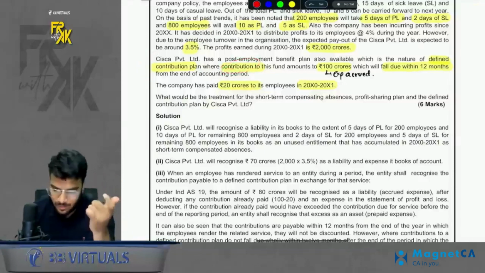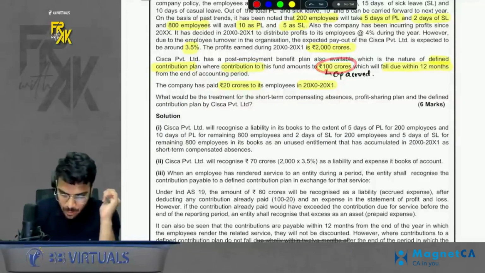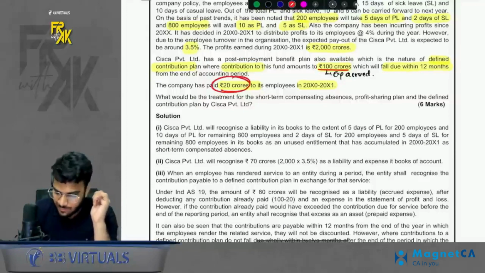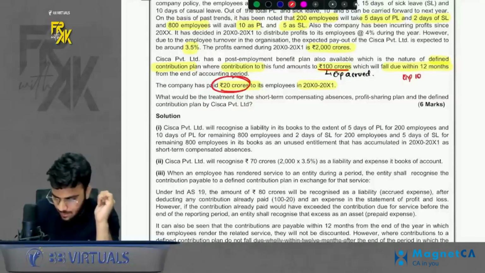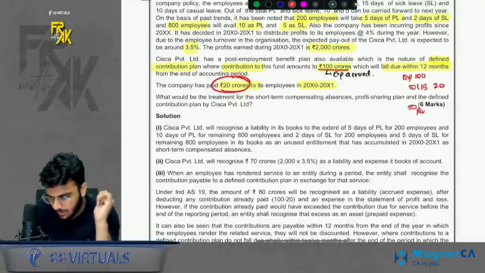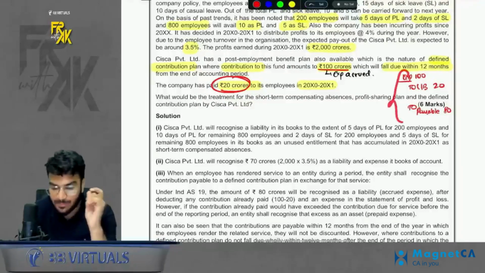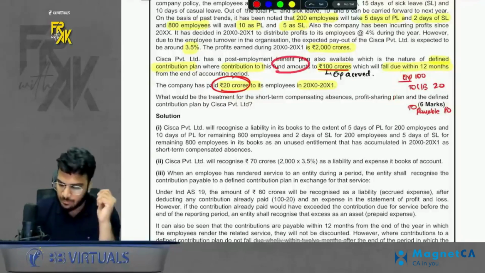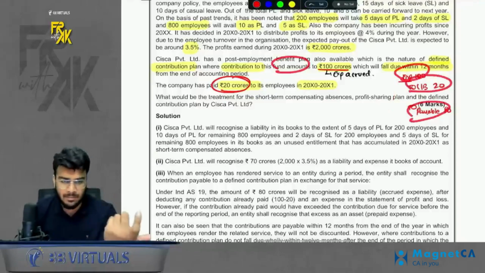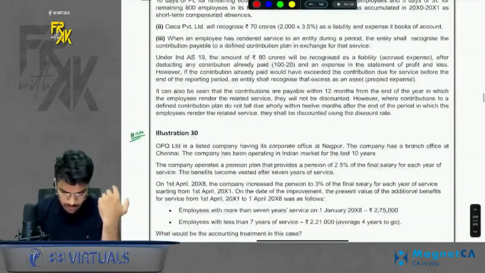Remember contribution plan. Here the expense has accrued at 100 CR, but the company has made a payment of only 20 CR. So what will be the entry? Your expense will be 100 CR, but you have paid only 20 CR, so the balance payable is 80 CR. This is payable under which plan? Under defined contribution plan. So defined contribution plan is very simple. Expense will be given, book the expense, payment will be done, balance is payable. Simple. This was illustration number 29.